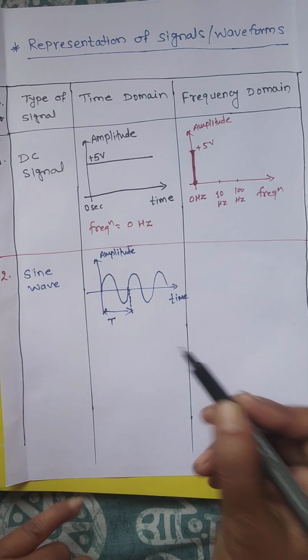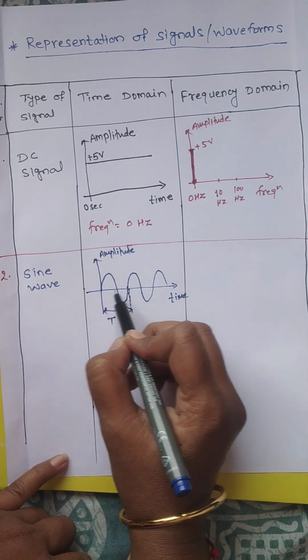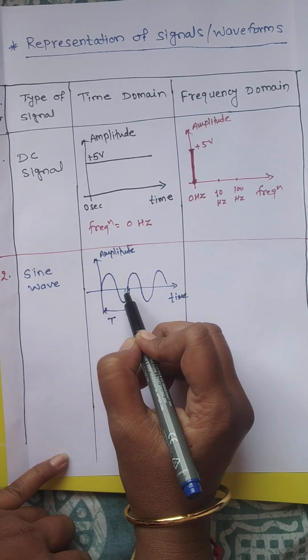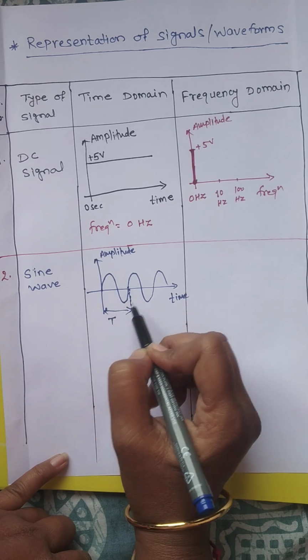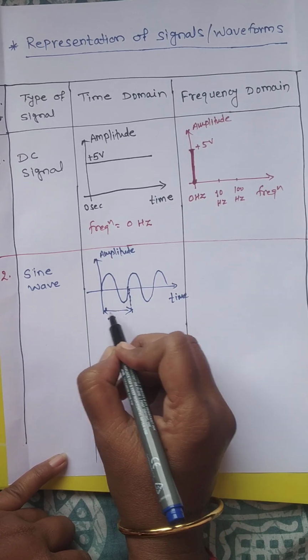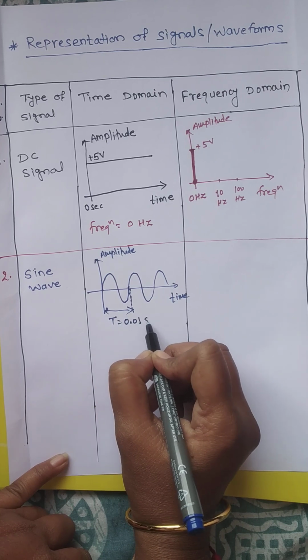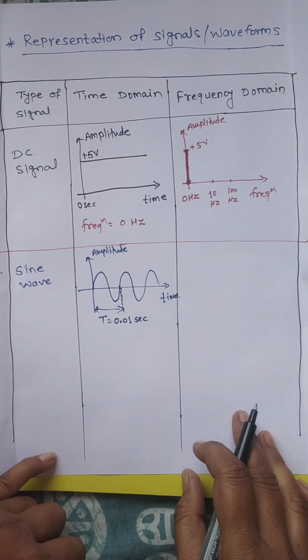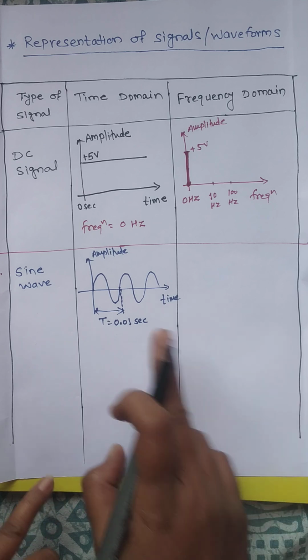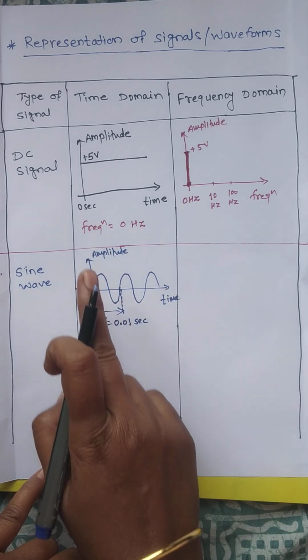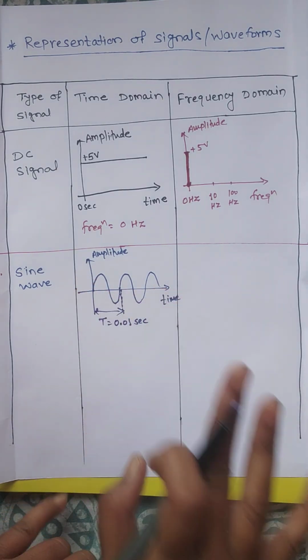Now we know time. What is time period? Time period is nothing but a time required to complete one complete cycle. So let us consider the time period of this signal is 0.01 second. Okay. So understood the time domain representation of the sine wave.